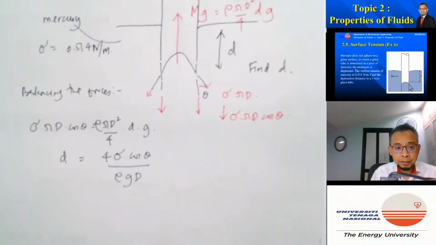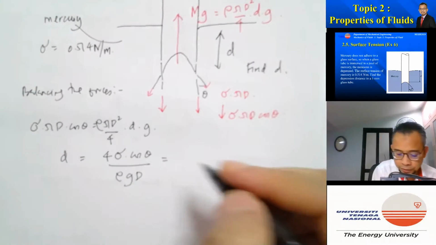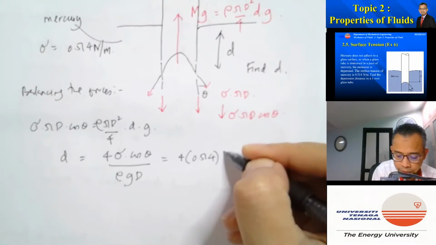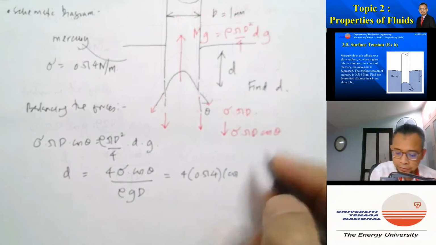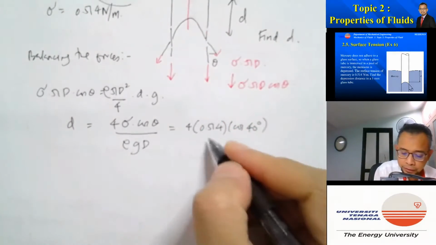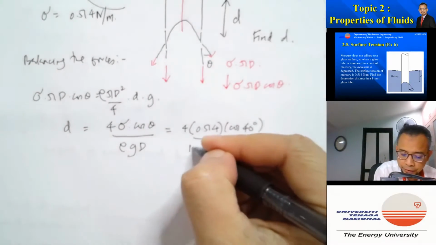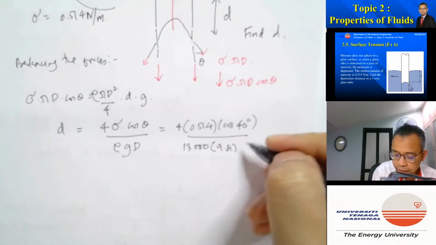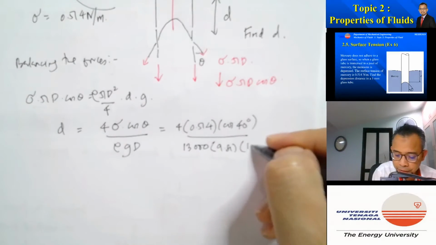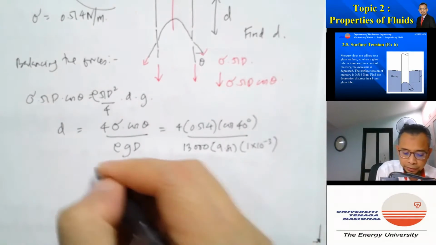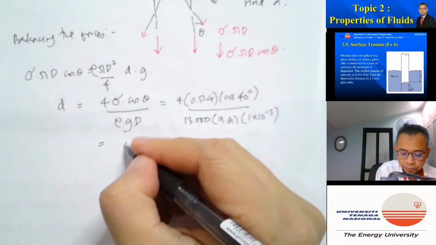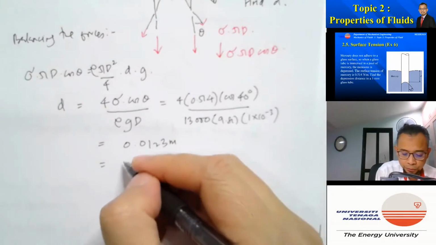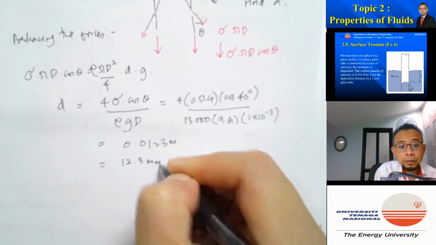All we need to do now is put in the numerical values. Sigma is given as 0.514, and then cos theta, so that's 40 degrees, divided by the density of mercury, which is 13,000. It's not given, but we know that it's 13,000. Gravity is 9.81, and the diameter is 1 millimeter, so 1 times 10 to the minus 3. That gives you d equal to 0.0123 meter, or 12.3 millimeter.